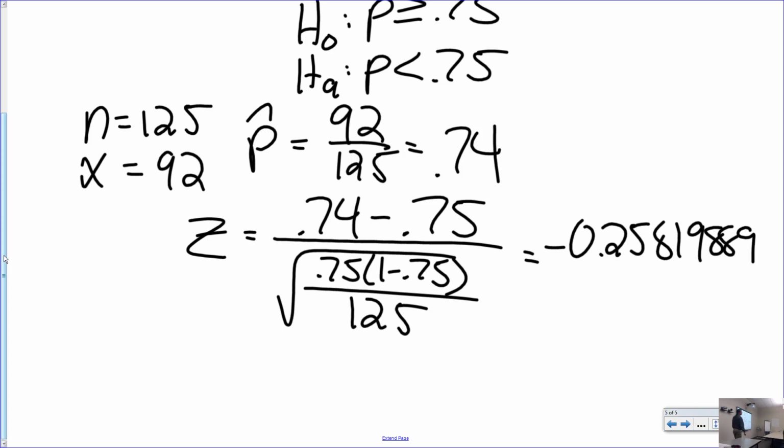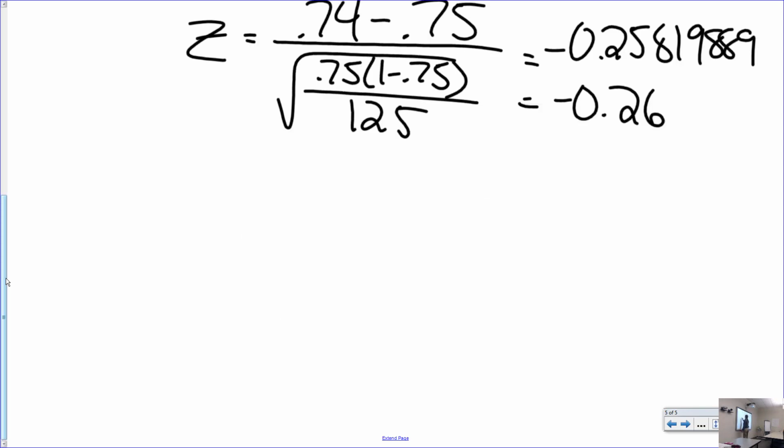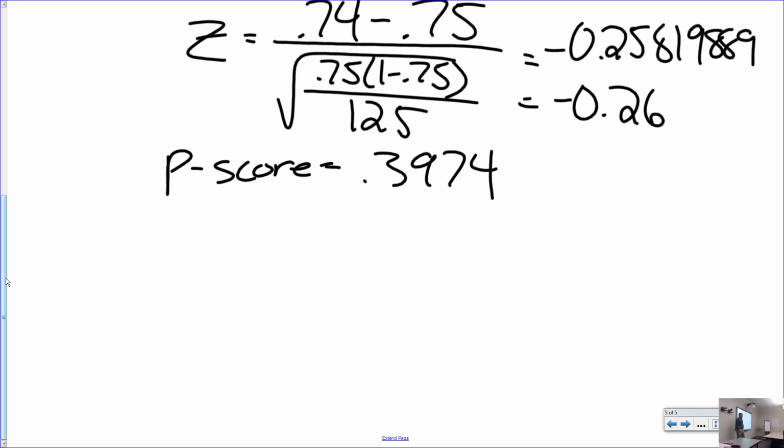Since this is a z-score, folks, where are we going to round it to? Hundredths. And look up in your tables, what's the p-score for this z-value? 0.3974. Is it less than our alpha? No.